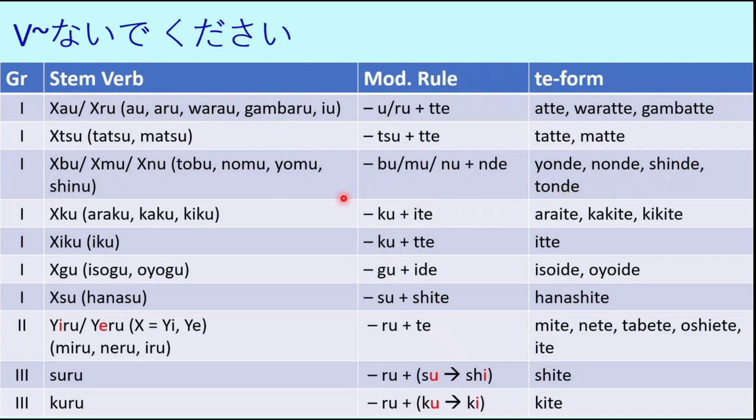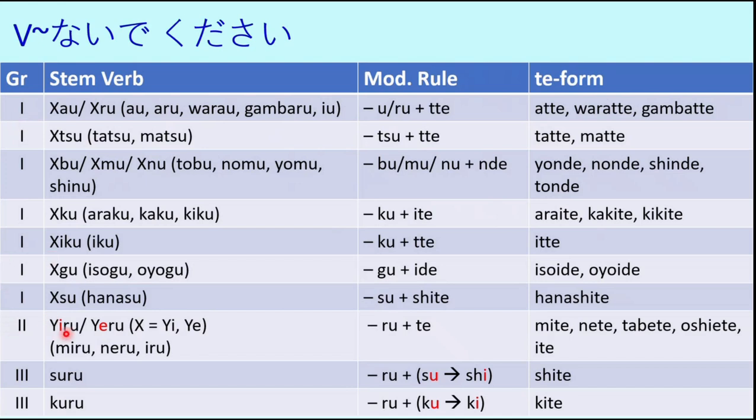This is the rule. Aruku, kaku, kiku. That is verbs ending with ku, we remove the ku and we add ite. So aruite, kaite, kiite. Iku is an exception. It becomes itte. Isogu, oyogu. That is the verbs ending with gu, we remove the gu and we add ide. So isoide, oyoide. Hanasu, we remove the su and we add shite. So hanasu becomes hanashite. These are the group 1 verbs.